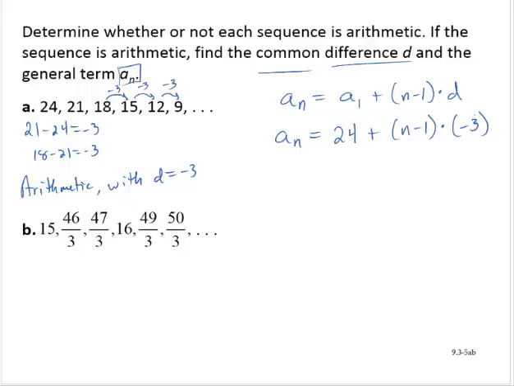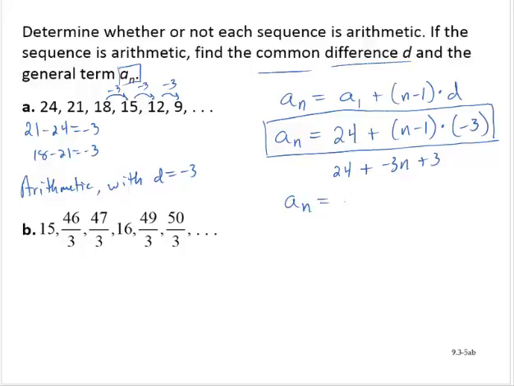We also sometimes will want to take this to another form. So this is generally acceptable: a sub n is equal to 24 plus n minus 1 by negative 3. But we could, if we wanted to, apply the distributive property. So we'd have negative 3 times n is negative 3n, and negative 3 times negative 1 is a plus 3. And combining like terms and rewriting this in a form that we're familiar with, we could write a sub n is equal to negative 3n plus 27. And so it looks like that slope-intercept form of a linear function that we talked about back in chapter 1. Okay, but remember this is a sequence.